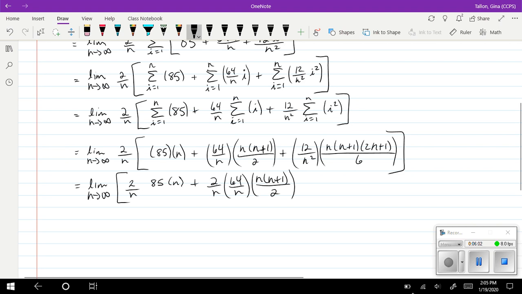And I suppose if I wanted to follow formatting, I can do this. You know what? Let's do that. Plus, over here on the end again, my 2 over n is getting distributed inside this bracket, multiplied by 12 over n squared, multiplied by n times n plus 1 times 2n plus 1, all divided by 6. That is my formula there. Wrap that up in brackets.